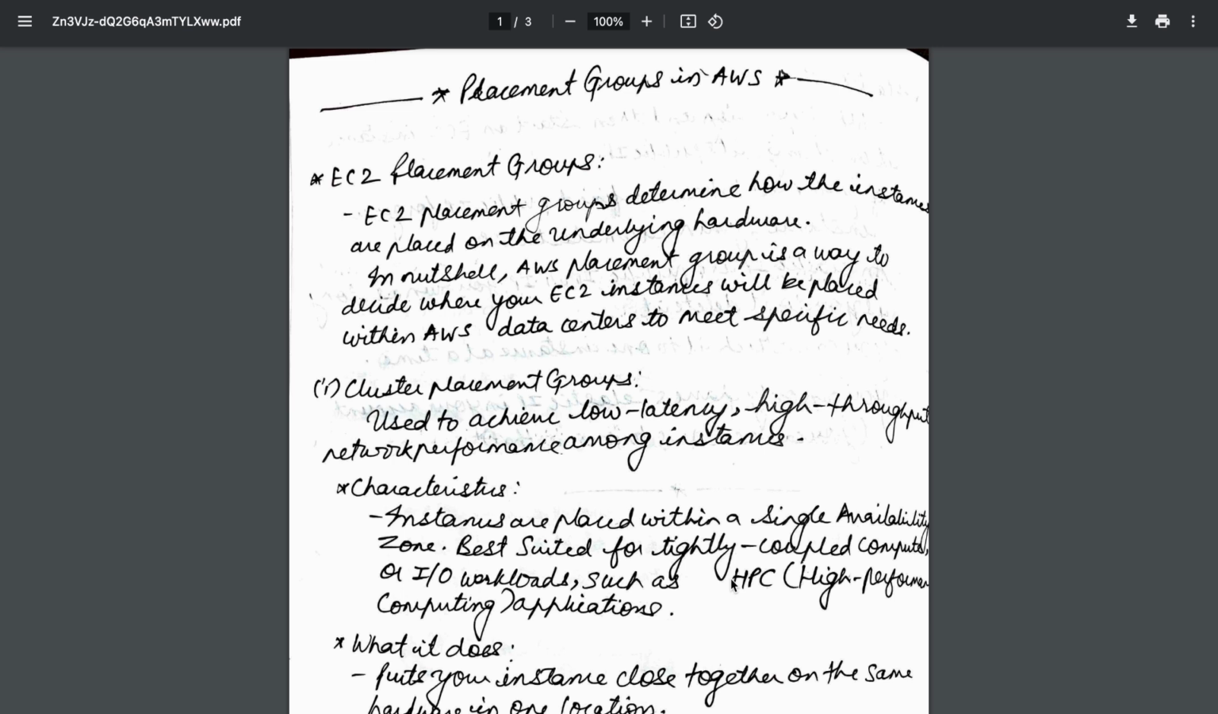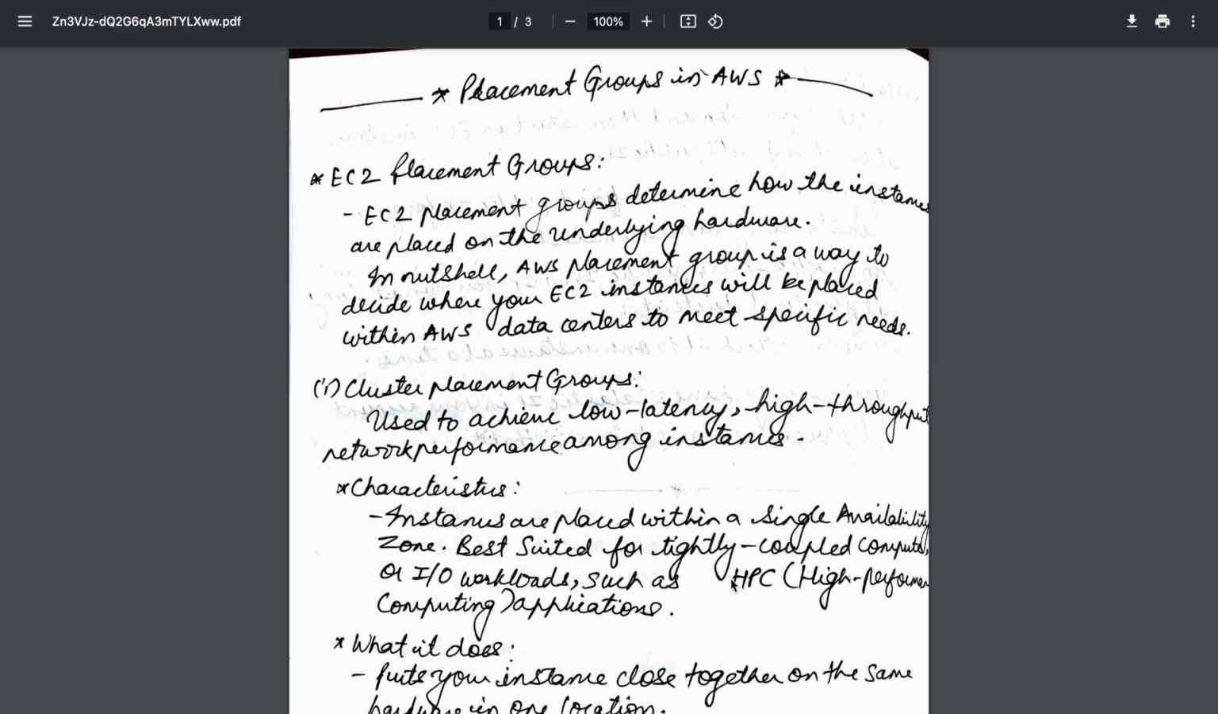An EC2 placement group determines how instances are placed on the underlying hardware. Basically, an EC2 placement group is a way to decide where your EC2 instance will be placed within the AWS data center to meet specific requirements. In simpler terms, placement groups are used for defining the EC2 instances for a specific use case. For example, in a library we have multiple genres of books, so we can keep the books in different racks, right? Motivational books in stack A, educational books in stack B, fictional books in stack C. Just like that, we can group the EC2 instances.